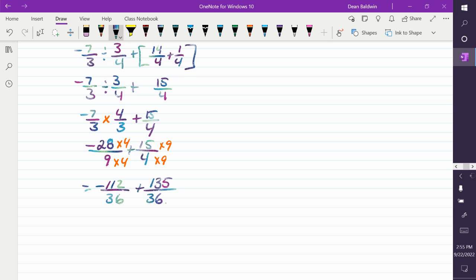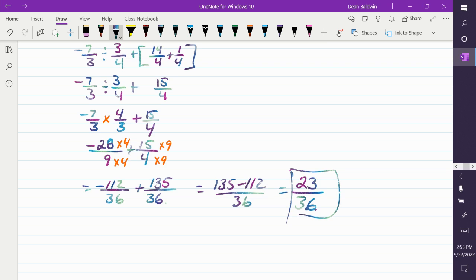Anybody know what negative 112 plus 135 is? It's the same as 135 minus 112. It's the same thing. Do you know what that is? 23. It's 23. 23 over 36. Can you simplify that? That is your answer.